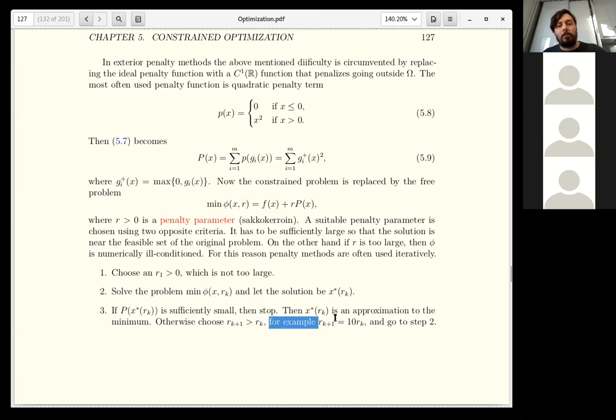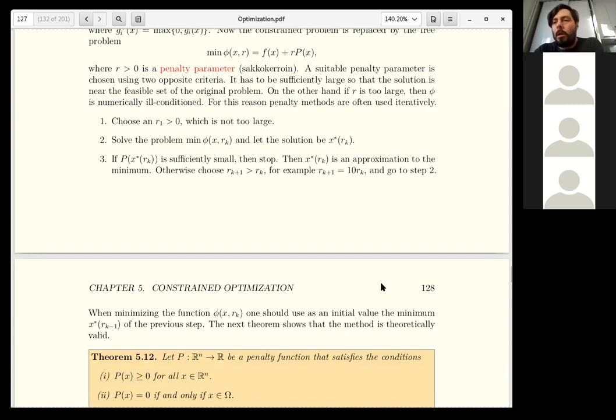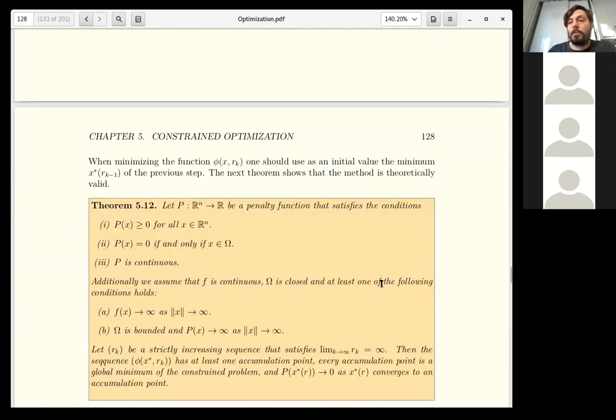Here's an example. For example, choose R(k+1) is 10 times R(k), and go to step 2. And resolve it and so forth. So this is a way of minimizing it, and the theorem that we give here tells us that under rather general conditions, this method, where we successively solve a free problem with the penalty increasing, tends to converge to a point on the edge that is an actual minimum.